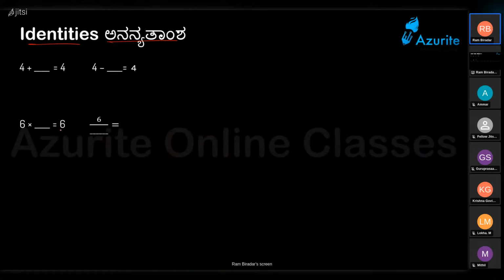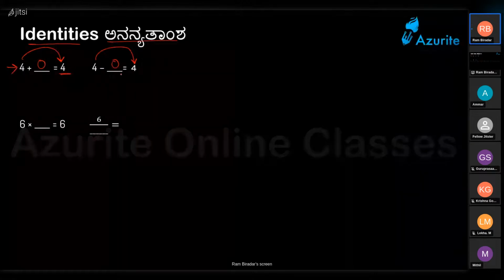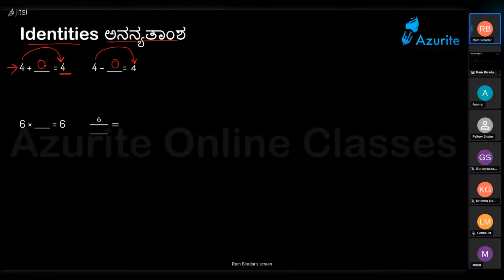Identities, look here, 4 is there. What should be added with 4 to make it the same answer? It should not change the number, it should be the same answer. So 0 is the answer here, right? Next, what should be subtracted from 4 to make it the same answer? Zero. So addition and subtraction identity is 0. If we add 0 or subtract 0, the answer will be the same number.